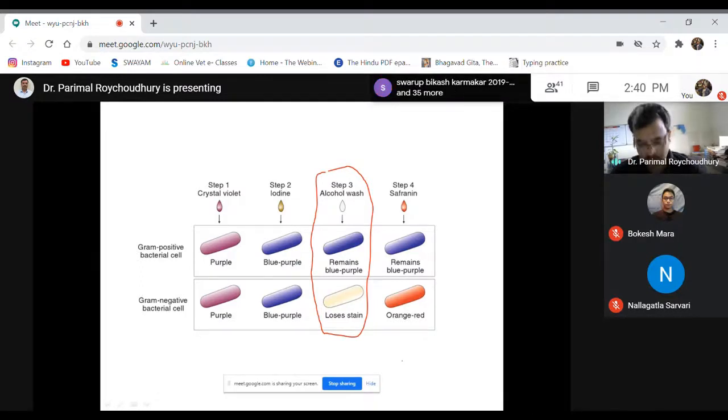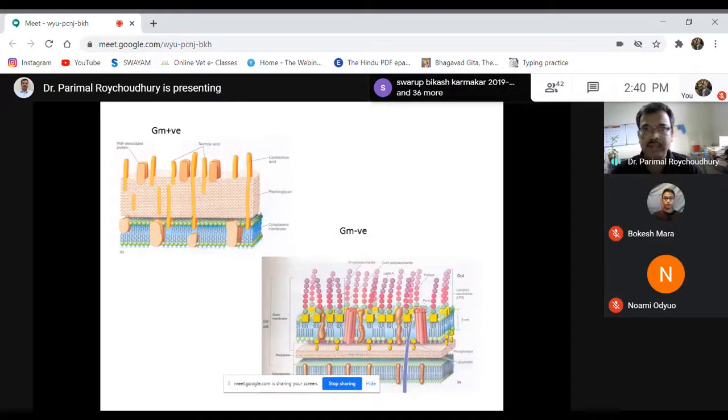If you go theoretically, you have learned about these things. This is a schematic diagram. As I said, the main principle lies with the cell wall component, the differences in the cell wall component of gram-positive and gram-negative bacteria. If you recollect, in the gram-positive bacteria they have a very thick peptidoglycan layer. As you know, these peptidoglycans are formed by N-acetyl glucosamine and N-acetyl muramic acid components.